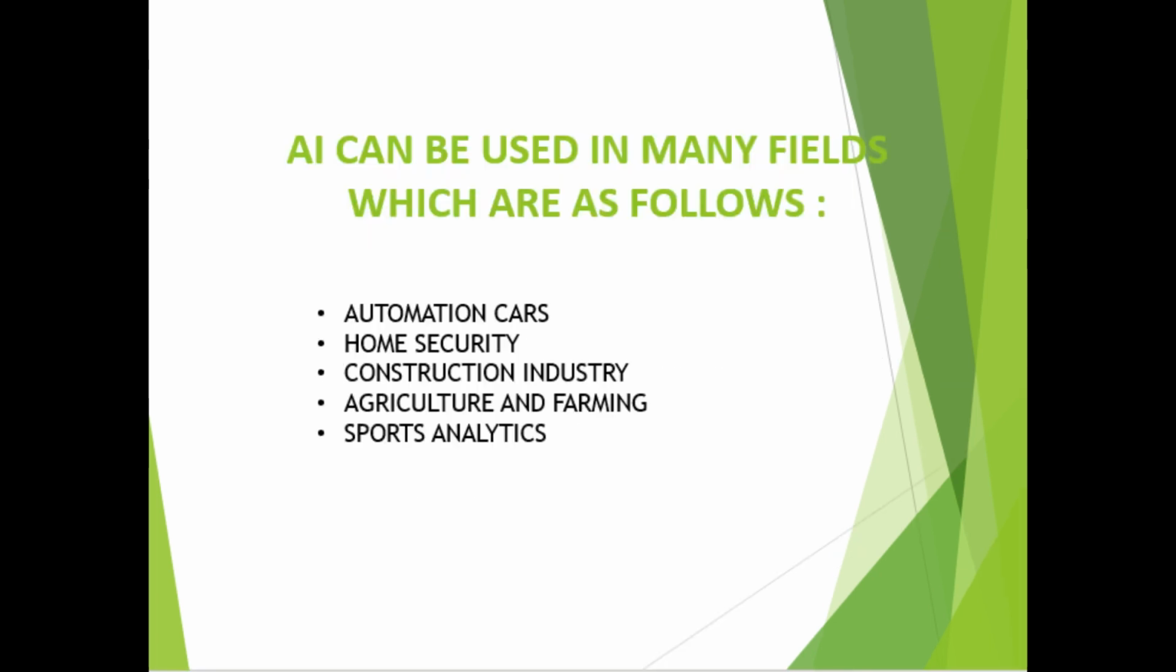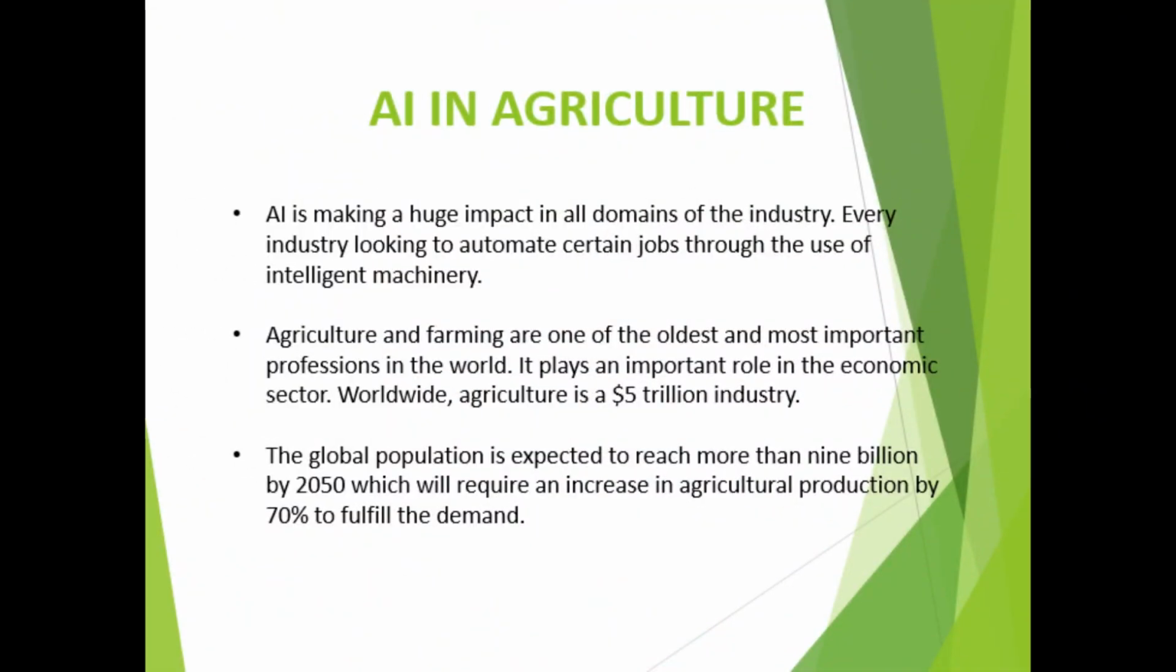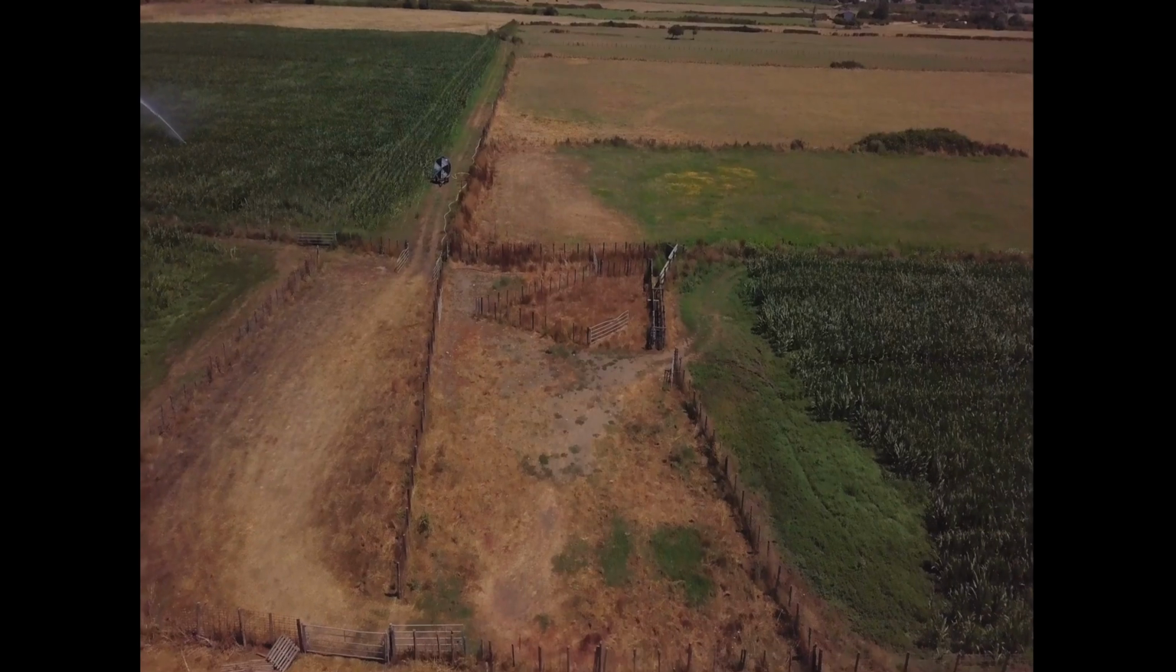From all the wide range of applications of AI, such as self-driving cars, home security, the construction industry, agriculture and farming, as far as the current scenario goes, the use of AI in agriculture is the need of the hour. Now we will cover the challenges faced by farmers using traditional methods of farming and how artificial intelligence is making a revolution in agriculture by replacing traditional methods. But first of all, we discuss how AI is important in agriculture and farming.